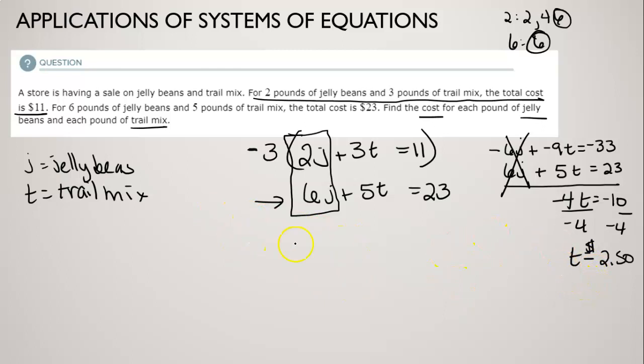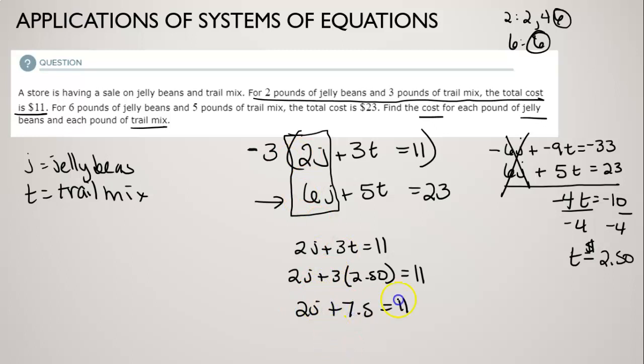We also need the cost for the jelly beans. I'm going to go back to my top equation, 2j plus 3t equals 11. I now know that the trail mix costs $2.50, so I can replace t with $2.50. So that's 3 times 2.50, and so that becomes 2j plus 7.5 equals 11. I'm going to subtract 7.5 from each side, so we have 11 minus 7.5, so I get 3.5. I'm going to divide both sides by 2, so 3.5 divided by 2 becomes $1.75. So it's $1.75 for the jelly beans.